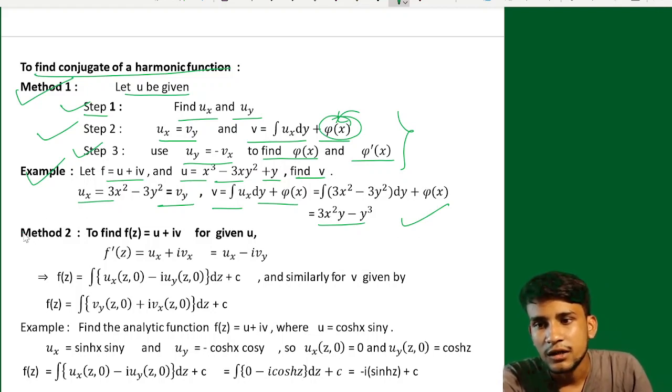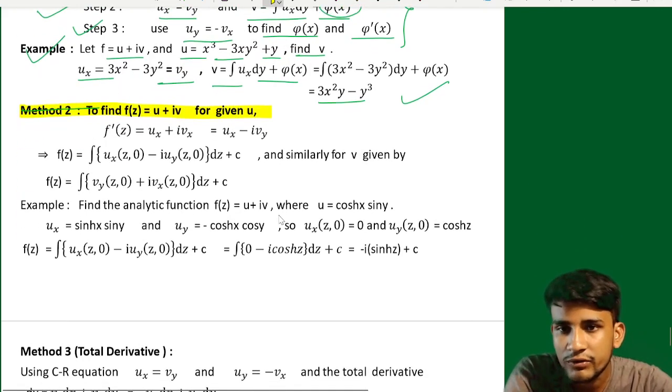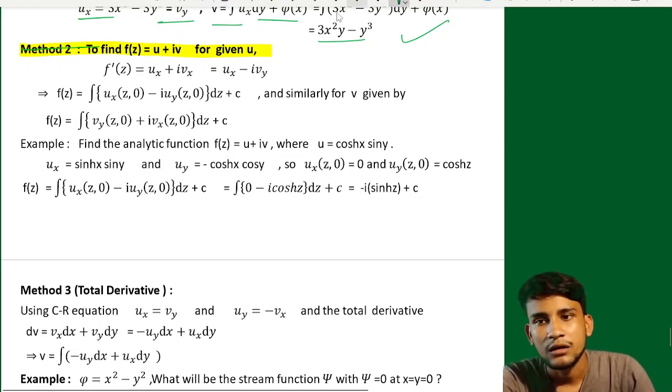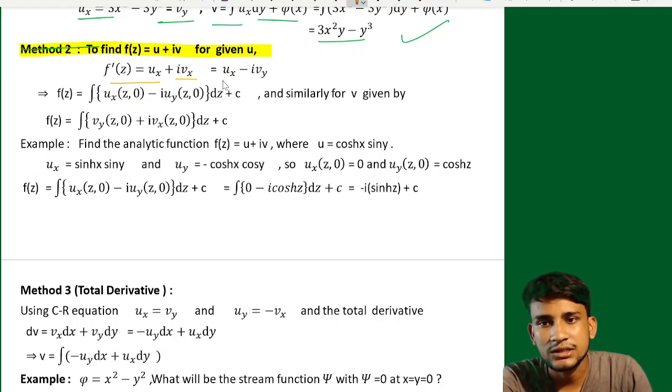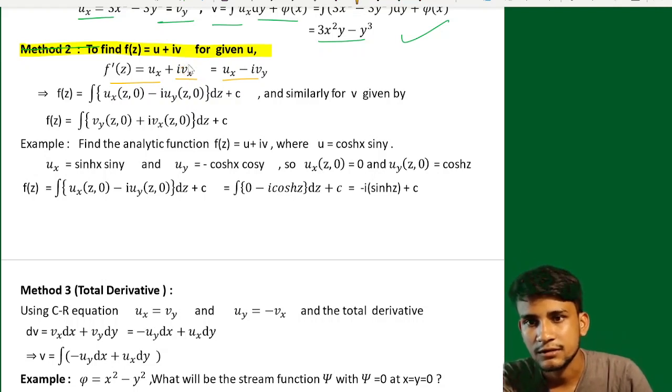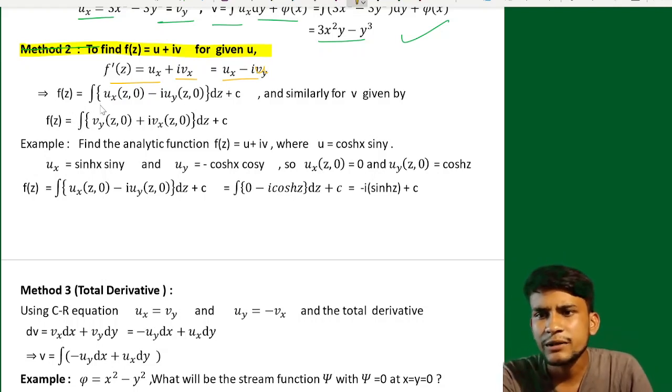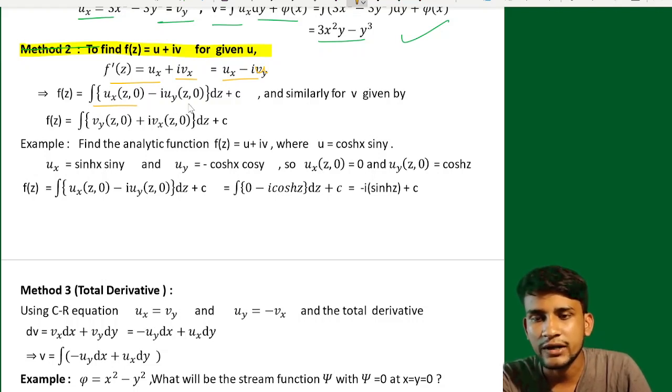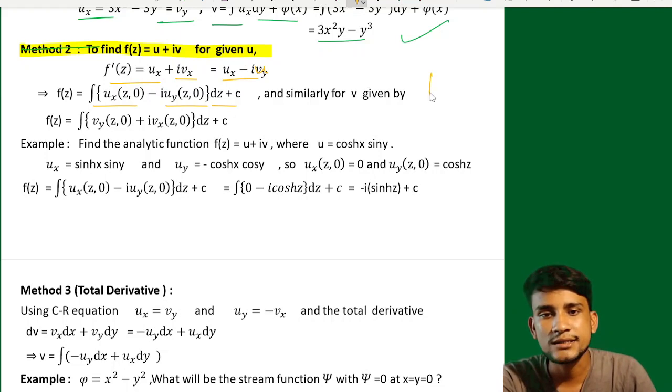Now method 2 is to find f(z) equal to u plus iota v when u is given. The method is f dash z equal to ux plus iota vx, this is equal to ux minus iota uy, since ux equal to vy and vx equal to minus of uy. So this implies f(z) equal to integration of ux(z, 0) minus iota uy(z, 0) dz plus c, and this is known as the famous Milne-Thomson method.